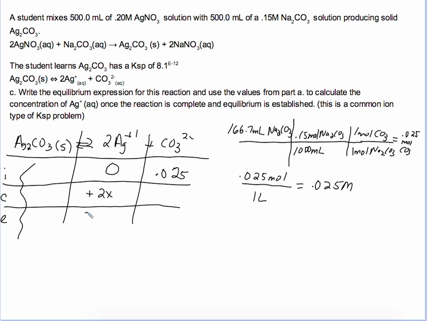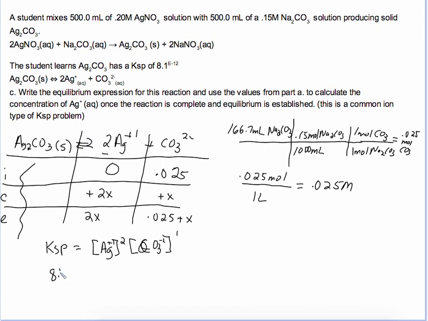Now, as equilibrium happens, as this stuff dissolves, this is going to go up by 2x. So at equilibrium, we're going to have 2x. This one is going to go up by x, so at equilibrium, we're going to have 0.025 plus x. Then we can use our Ksp is equal to Ag+ to the second power, because there's a 2 there, times CO3 2-, to the first power.